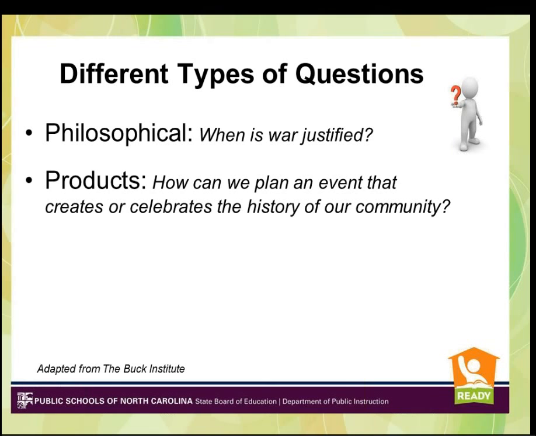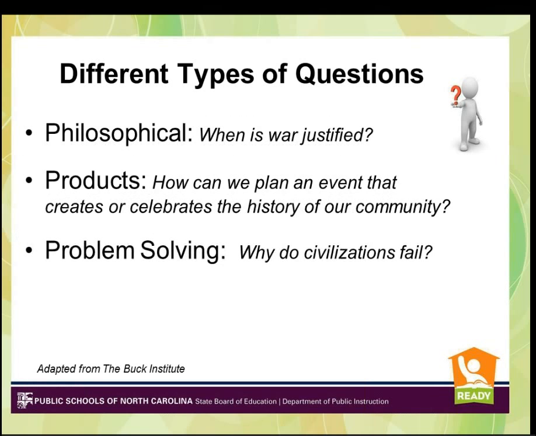A second type of question could be one that we reference as one that has a product. For example, how can we plan an event that creates or celebrates the history of our community? So in a product question, we want students to maybe come up with a solution or a means, a way in which something that they're going to have to create in order to either showcase or be able to provide an example of a sufficient or effective means of doing something.